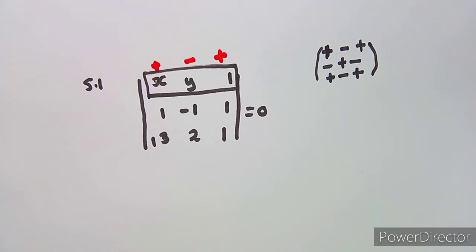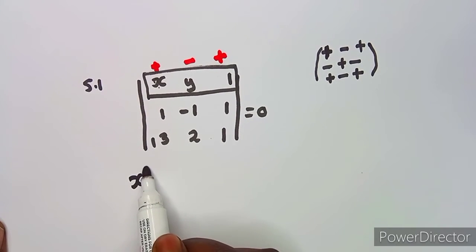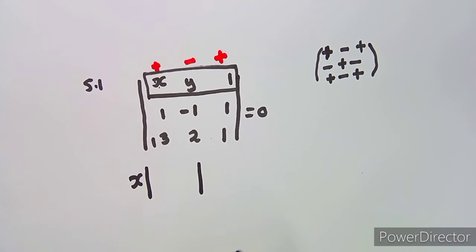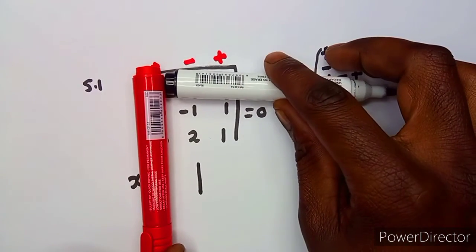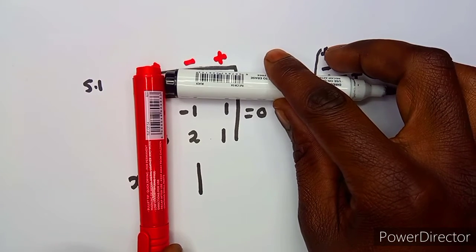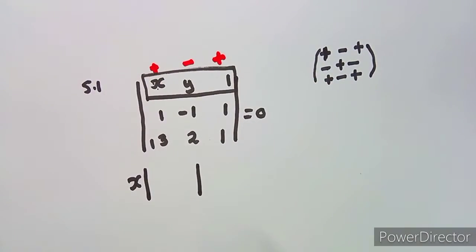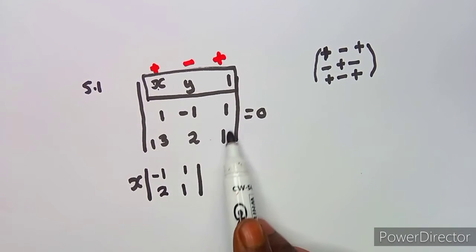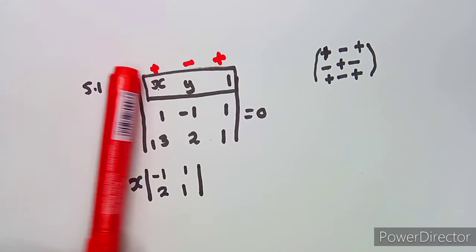So what does this mean? You are going to multiply: this is plus times x, which is x. Then you find the determinant of the matrix that corresponds when you close the row and the column where there is x. As you can see, we are left with minus 1, 1, 2, and 1. So that is the one you're going to write, minus 1, 1, 2, and 1.